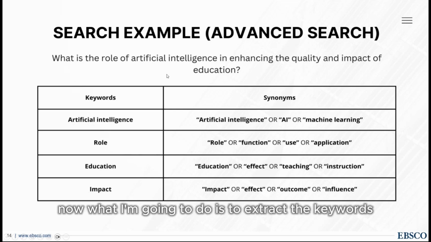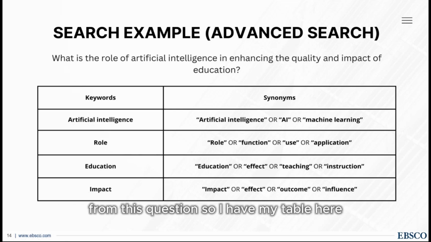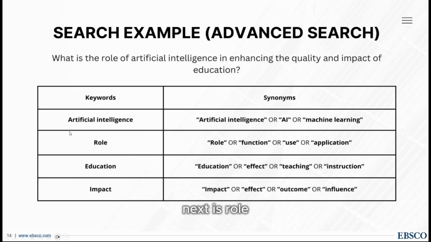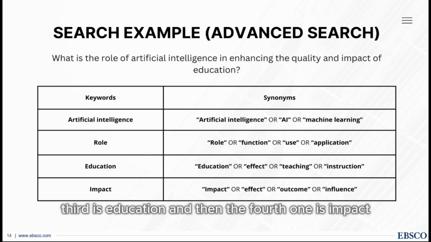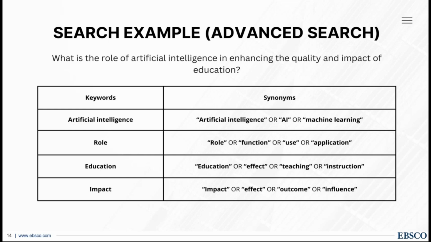Now what I'm going to do is to extract the keywords from this question. I have my table here, and here are the keywords that I have extracted from this question. These are the keywords that I'm going to use. First is artificial intelligence. Next is role. Third is education. And then the fourth one is impact.